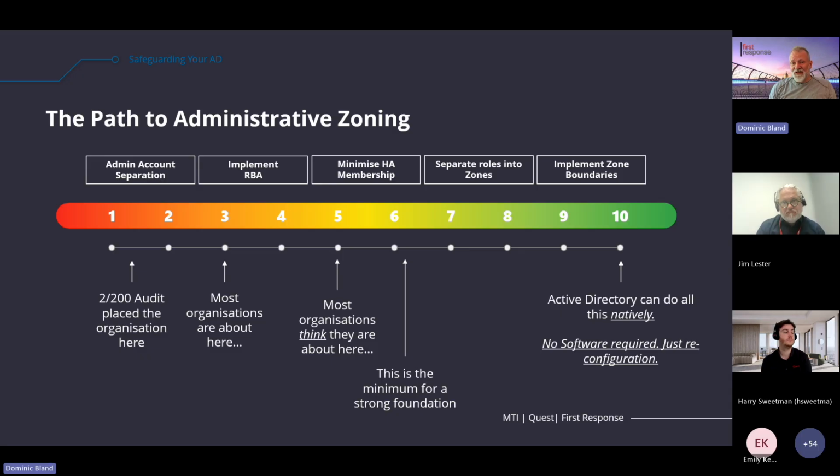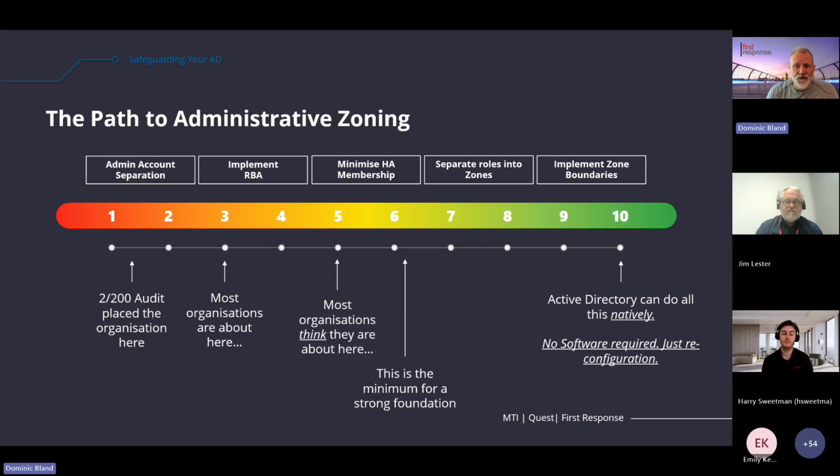Most organizations think they are about here. They think they've minimized the higher authority membership. But generally speaking, when we go and actually do the audit, when we say how many domain admins have you got, and they say, oh, we've got 5, what they mean is the people, not the actual accounts that have domain admin power. So generally what we're seeing is 30, 40, 50. We've had 250 as well that we came across early in our run of audits. So most organizations think they're about there, but actually most organizations are about here.